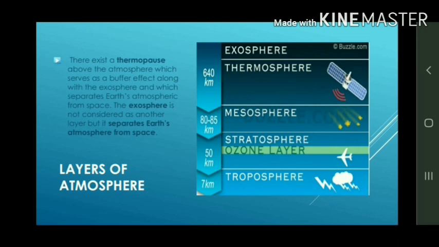So it is also the first layer that comes into contact with and protects the Earth from meteorites, meteors, asteroids, and cosmic rays.